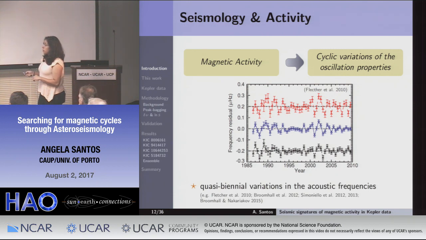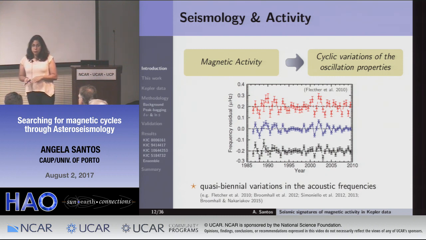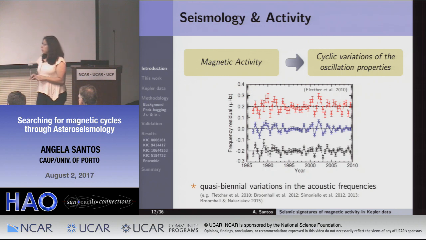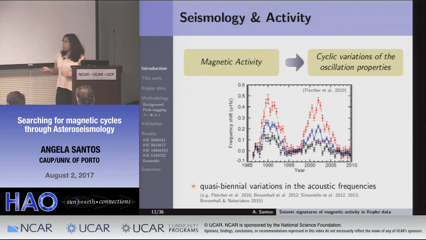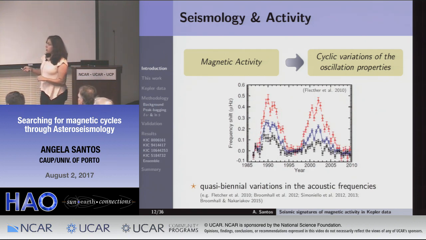The first conclusion was that these residuals have a periodicity of about 2 years. And the second conclusion was that these midterm variations don't depend significantly on the frequency. This is the opposite of the long-term variation. So just to show you here, this is before removing the long-term variation, for the same frequency ranges.